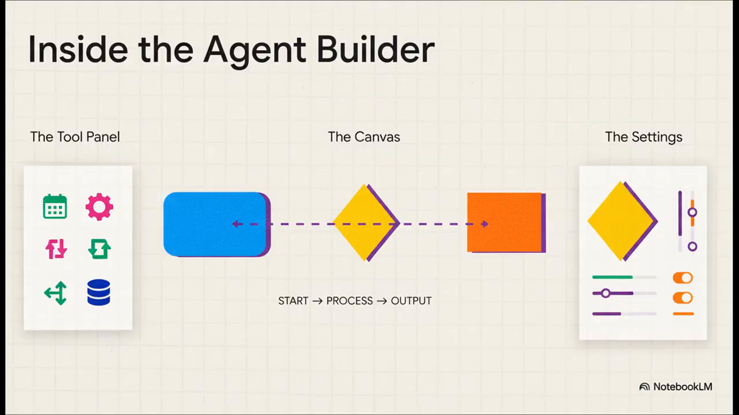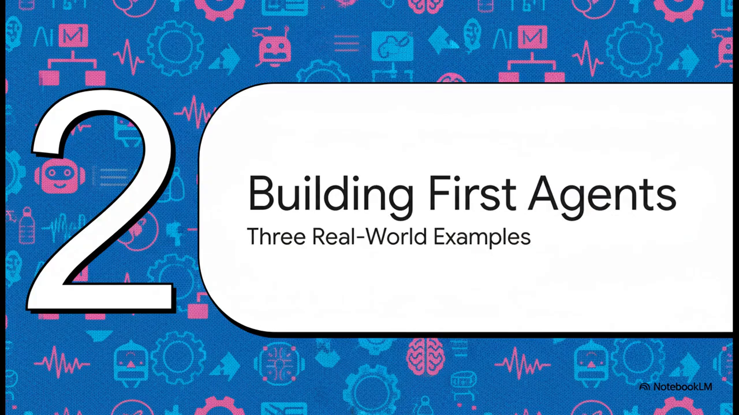And when you actually look inside the builder, it's not scary at all. You basically got your canvas, which is just your big open workspace. You've got the tool panel, which has all your Lego blocks, your connections to different apps and logic and stuff. And then you have the settings, where you tell each block exactly what you want it to do. That's it. Okay, theory is great, but seeing is believing, right? Let's get our hands dirty.